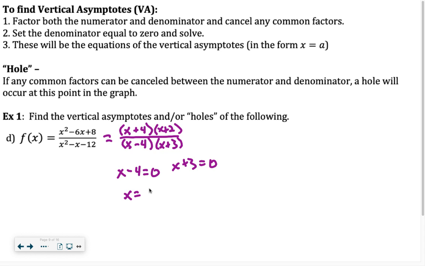Add 4 over, subtract 3, and we get 2 vertical asymptotes. All right.